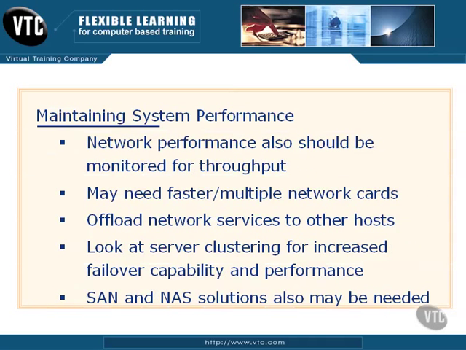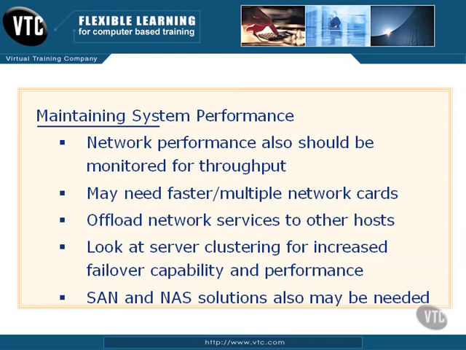Network performance also should be looked at for throughput, bandwidth, and so forth to make sure that you're getting the right network throughput that you need for whatever applications are running on the server. You may have to add faster network cards or multiple network cards to offload some of the network throughput problems. You also may have to offload these network services to other hosts. Instead of running file services and DNS and DHCP all in the same box, you might want to take those and put two of them on another box, especially if you have a lot of users on the network.